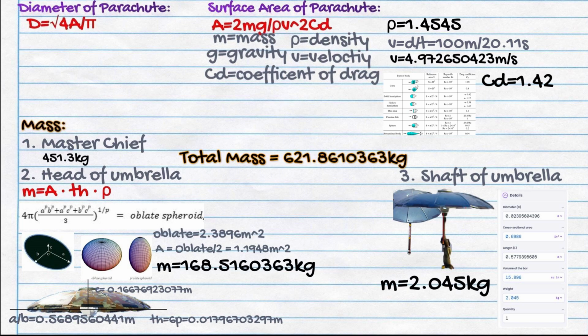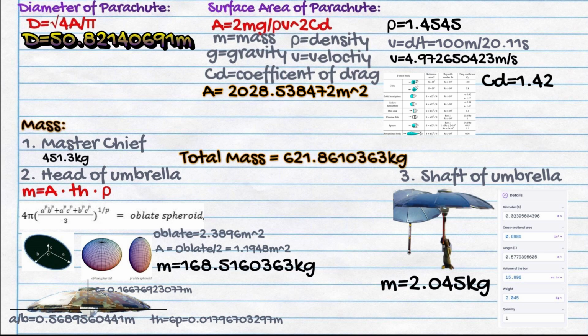So when everything is plugged in, we get a required area, plugging in our mass, gravity, rho, density, and coefficient of drag, and velocity. Oops, I said rho and density, it was the same thing. Plugging everything in, we get a required area of 2,028.53 meters squared. Plugging that number into our diameter and getting a nice little answer, we get a diameter of 50.82 meters, which gives us a required radius of 25.41 meters.